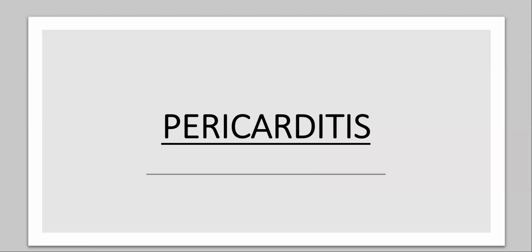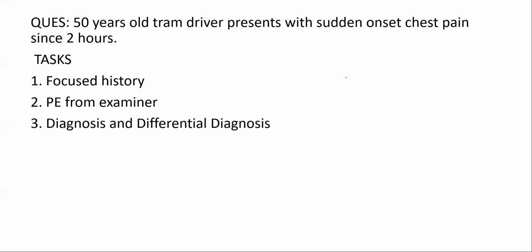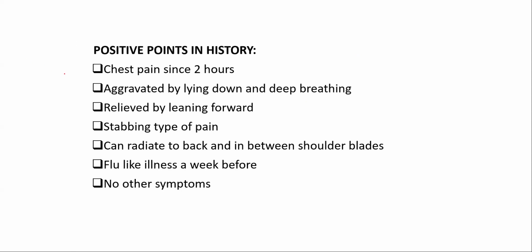All right, so let's start with pericarditis. A 50-year-old tram driver presents with sudden onset chest pain for the last 2 hours. Focused history, physical exam, diagnosis, and DD. That's your task. Now, with a 50-year-old having chest pain, we should always first think that it is an MI unless we can prove otherwise. That doesn't mean a 50-year-old cannot have pericarditis. It can, but we will think of it as our second or third differential diagnosis.